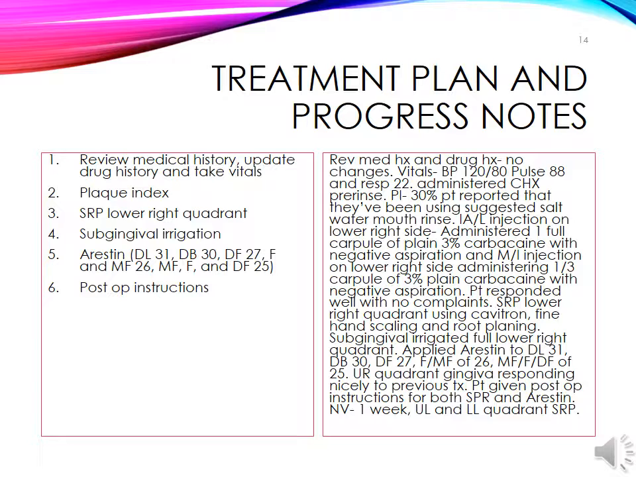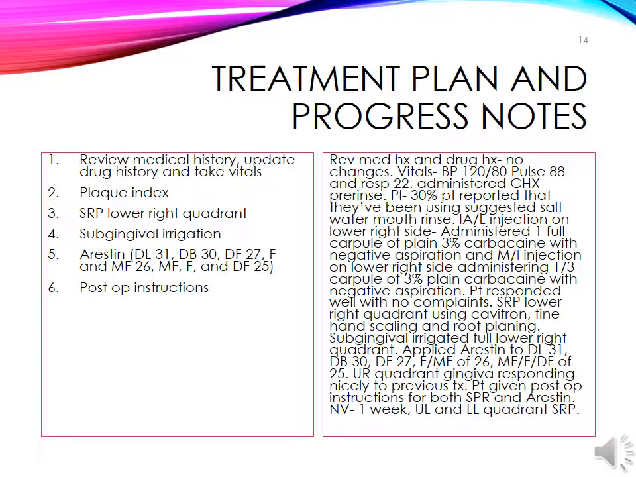Inferior alveolar and lingual injection on lower right. Administered 1 full carpule of plain 3% Carbocaine with negative aspiration, and MI injection on lower right side, administering 1/3 carpule of 3% plain Carbocaine with negative aspiration. Patient responded well with no complaints.